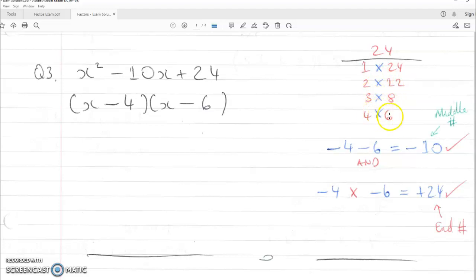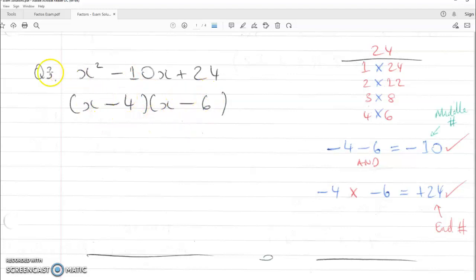But 4 and 6, and as we can see here, this is the correct combination. So adding and subtracting to give us the middle number, we can see minus 4 minus 6 gives us minus 10. It's the middle number. And our second test, multiplying them together, minus 4 by minus 6, we get plus 24, which is the end number. So now the minus 4 goes with the first x, and the minus 6 goes with the second x. And we've got our factors here, which is x minus 4 and x minus 6.